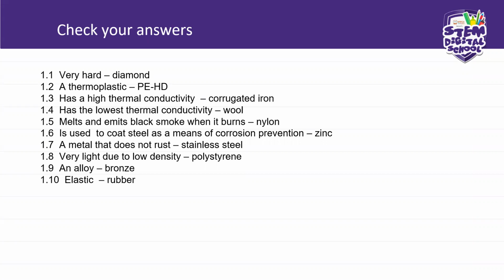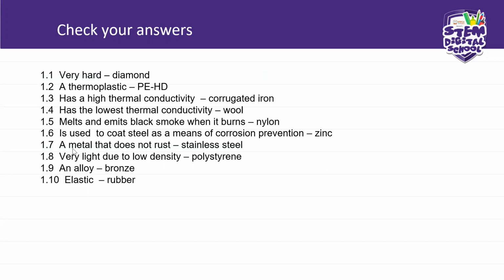You know, I could take rubber. Rubber melts and emits black smoke when it burns. That's nylon, it doesn't melt. But rubber does emit black smoke when it is burnt, just that it doesn't melt. It's used to coat steel as a means of corrosion prevention, and that is zinc. That's why you have zinc corrugated iron. Zinc metal sheets for roofing.